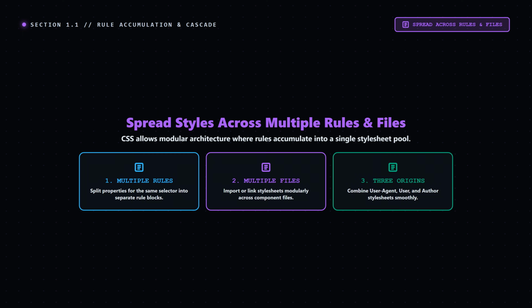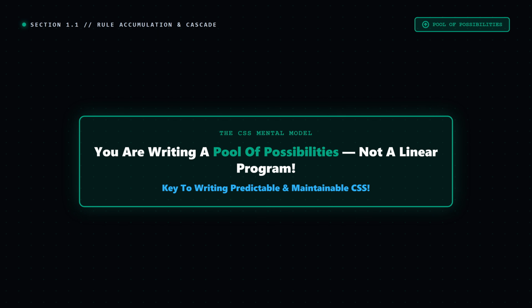The style sheet is a declarative collection. It's the cascade that determines the final appearance. Understanding this, that you're writing a pool of possibilities, not a linear program, is key to writing predictable, maintainable CSS.